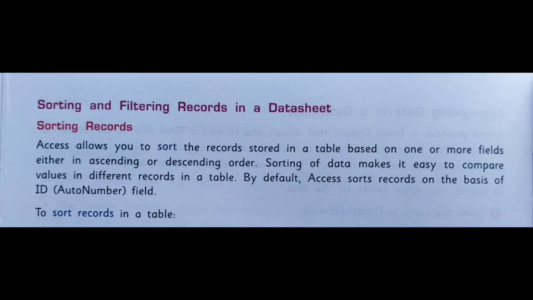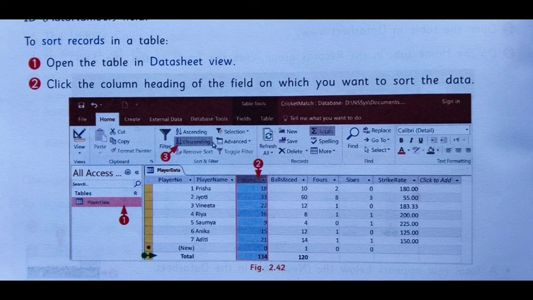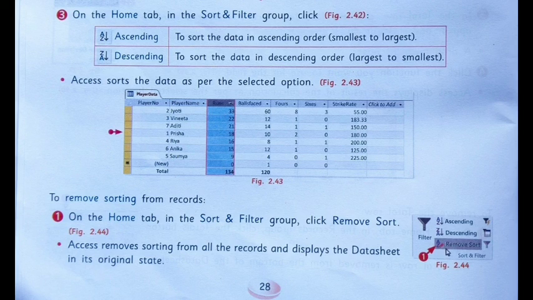To sort records in a table, open the table in datasheet view. Click the column heading of the field on which you want to sort the data. You can see figure 2.42 is showing how to sort records. On the Home tab in the Sort and Filter group, click Ascending to sort the data in ascending order, smallest to largest, and Descending to sort the data in descending order. Access sorts the data as per the selected option.